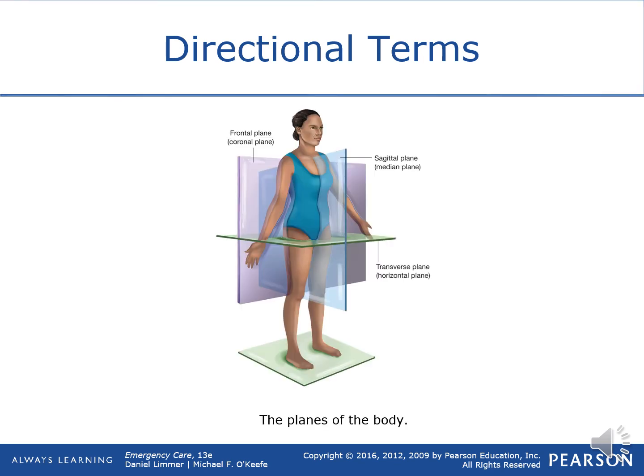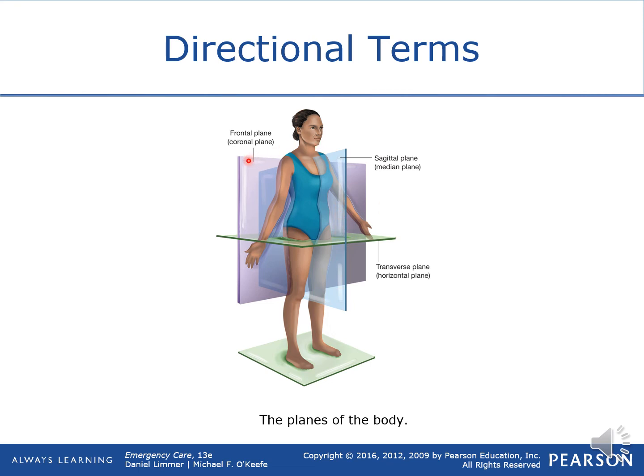Moving on, we have some planes. Planes aren't really used all too much in practical EMS work, but you have to be aware of the planes. So you have three different planes. You have one that runs down the middle of your body. This plane is known as your sagittal plane or your median plane. Median is a lot easier to remember.